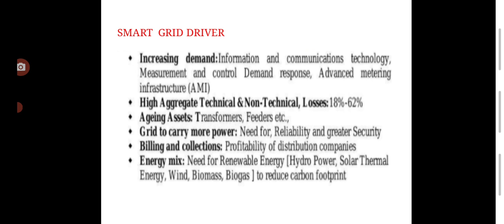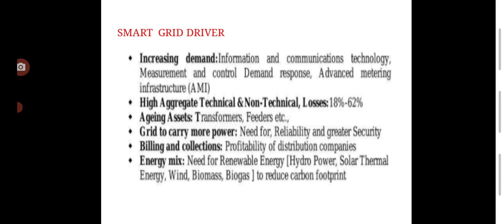Then the next one is high aggregate technical and non-technical losses, which is 18% to 62%. Then aging assets, that is transformers and feeders, etc., and the grid to carry more power. So the need for reliability and greater security. Billing and collections, so the profitability of distribution companies. Then energy mix, the need for renewable energy, hydro power, solar thermal energy, wind, biomass and biogas. This has to reduce the carbon footprint.